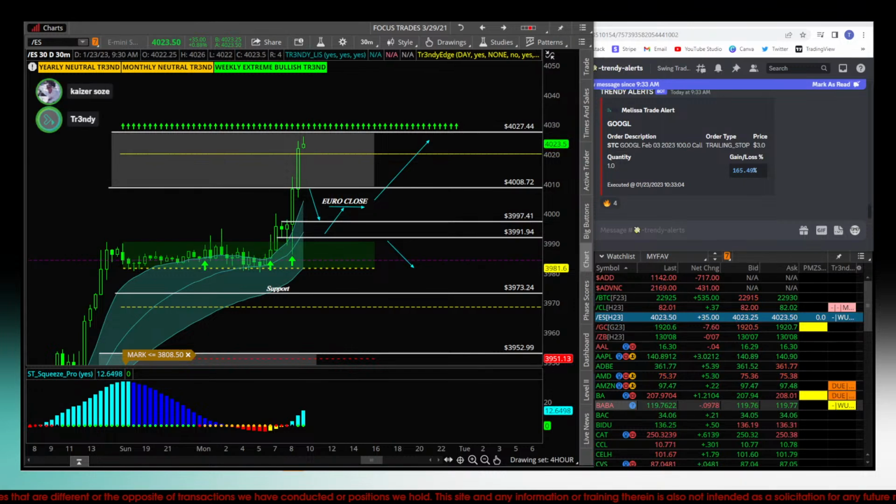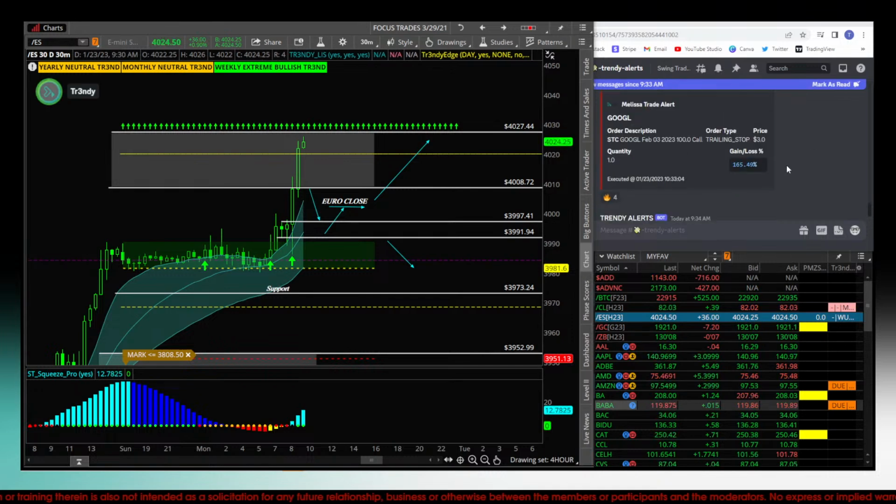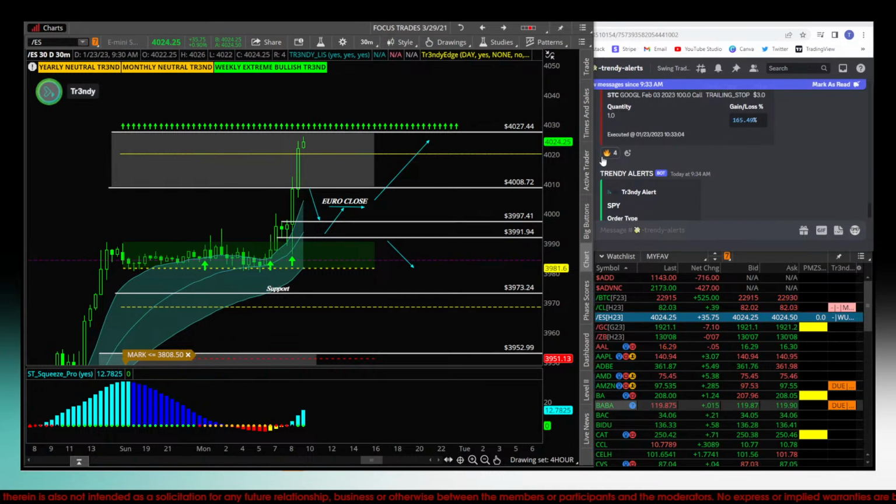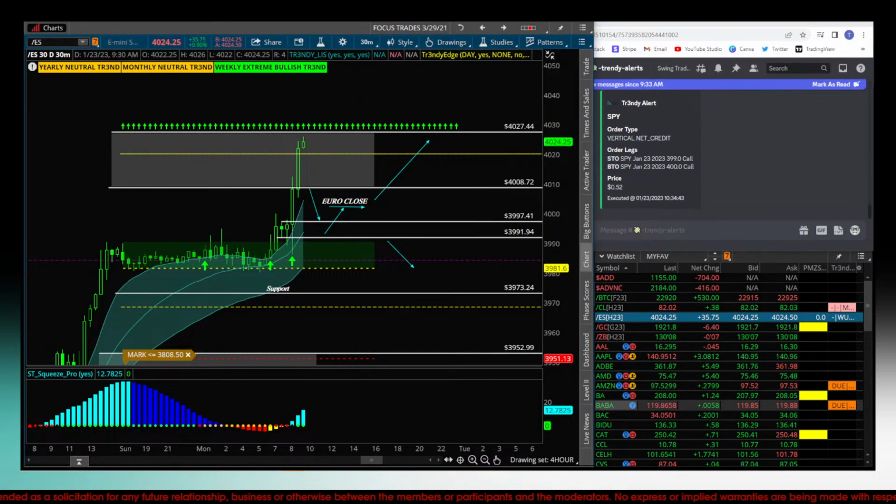It's 399. Sure does feel like people want 400, doesn't it? The question is, is it 400 later on in the day? Do I get an opportunity to make a little money to the downside right here? What do you do? So I'm going to try a credit spread here. Okay. 165%. Boom. On Google.